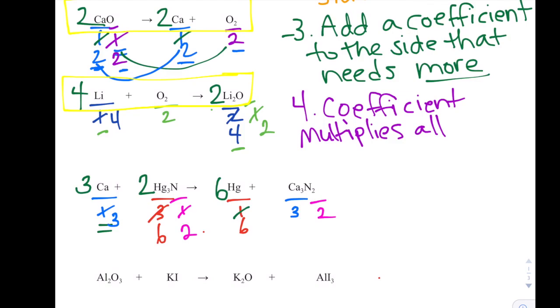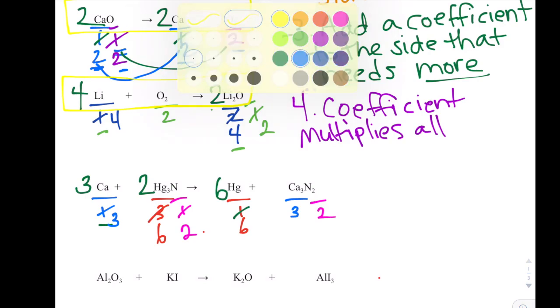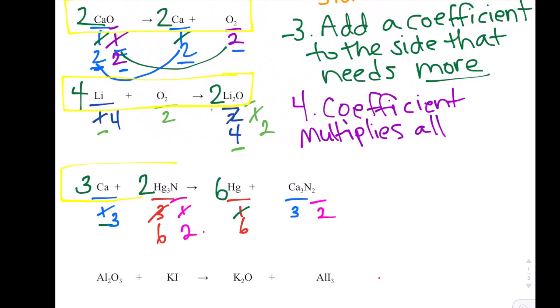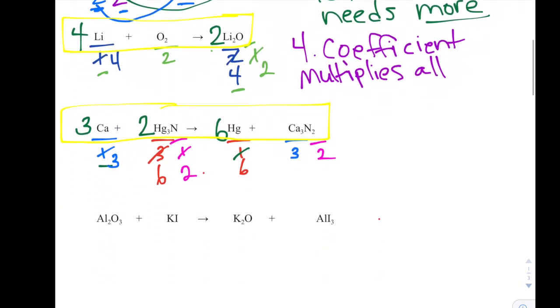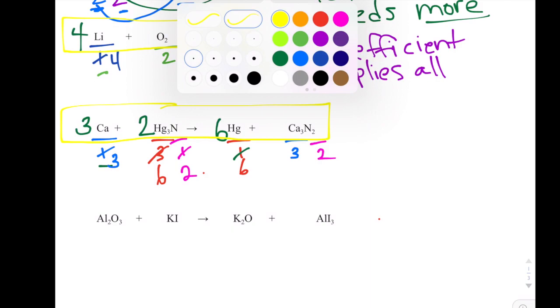Now I see my blue 3s, 3, the Ca 3, 3, the Hg 6, 6, the N 2, 2. It's all balanced. And I'm just putting a box around here so you focus in, like when at the end, really what we want to see are those coefficients that I have in that dark green color.